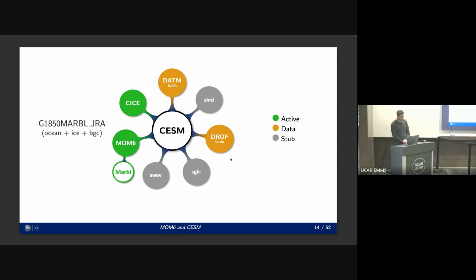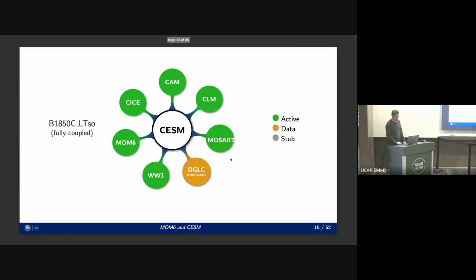So if we want to simulate ocean biogeochemistry, what we can do is we can add marble to our component set, in which case we would have this G1850 marble_JRA. And another commonly used configuration is the fully coupled comp set, where all of the components are active. CAM is the atmosphere model, SICE, sea ice model, CLM, land model, MOM6 ocean model, Mozart is the river runoff model, Wavewatch 3 is our wind wave model, and then in this case, glacier model is a data model.